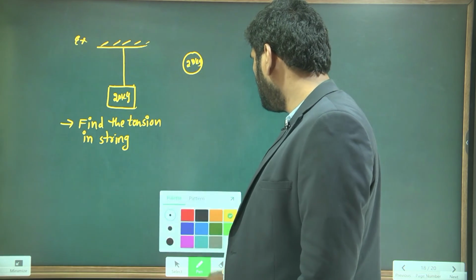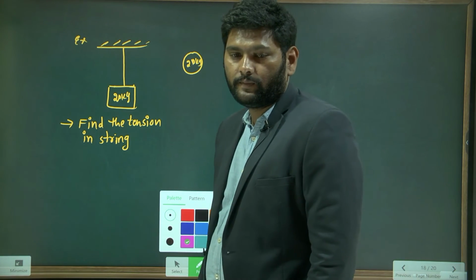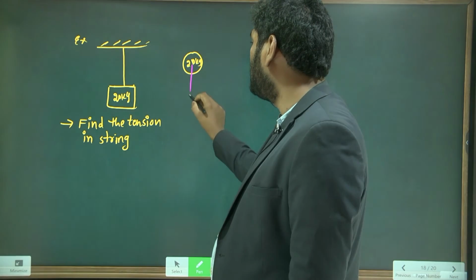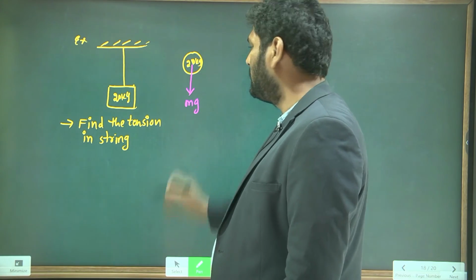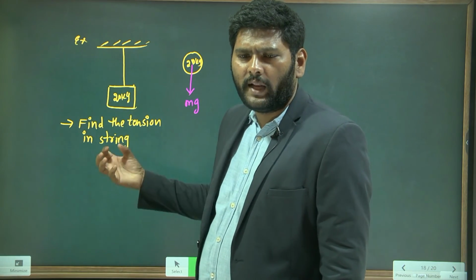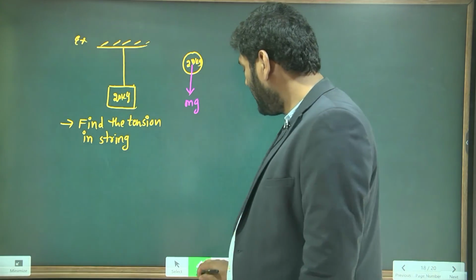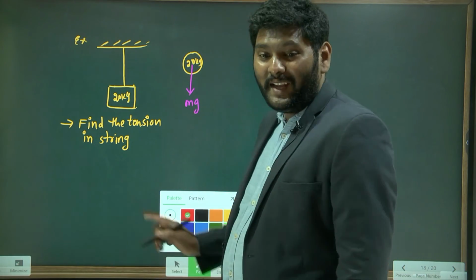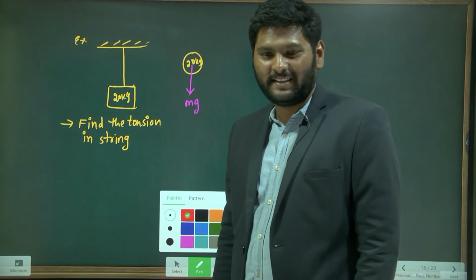On the 20 kg, what forces are acting? Two. What are they? First, downward, the weight is acting. In which direction? Downward. Now tell me, as the weight is acting in the downward direction, is the body moving downward? No, sir. Why? Because the string is applying some force. Am I right? Yes, sir.